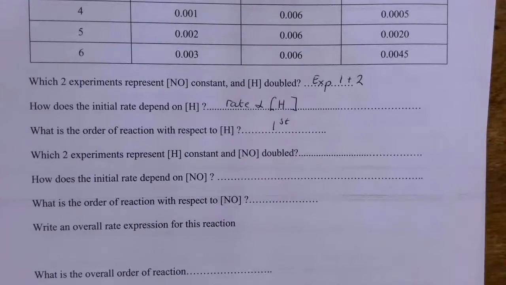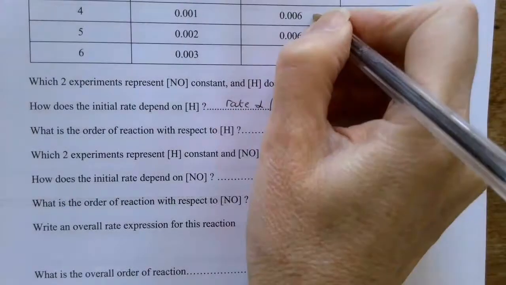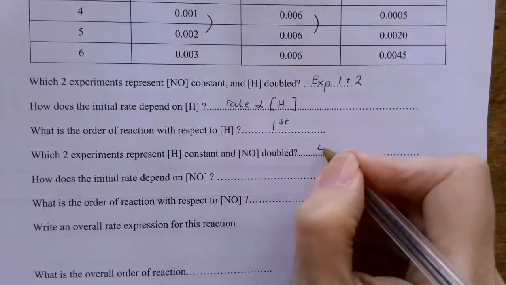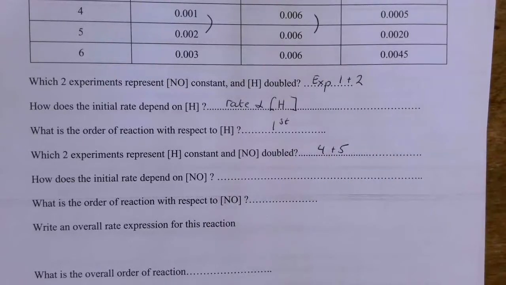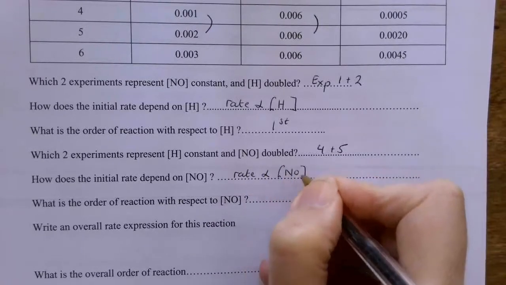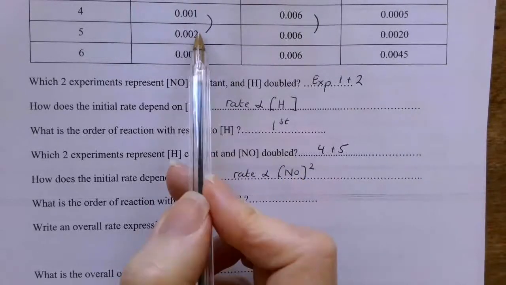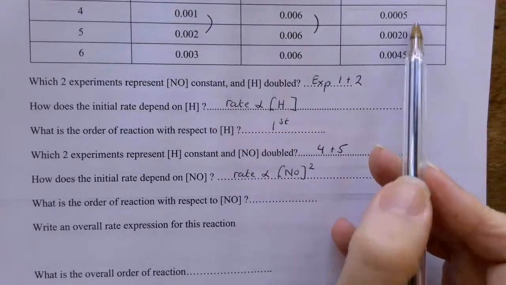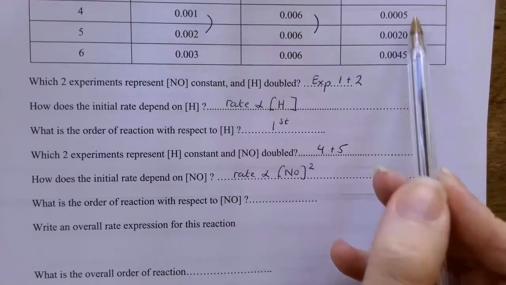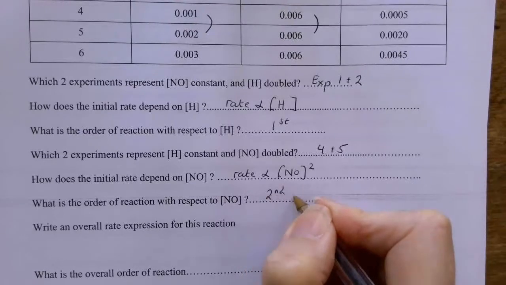Now we want two experiments where the hydrogen concentration is constant, but we double the NO. In this case, we're looking at experiments 4 and 5, because between 4 and 5, the concentration of the hydrogen stays constant, but we're doubling the NO. And in this case, the rate is proportional to the concentration of the NO squared. We double the concentration, but that times the rate by 4, 5 times 4 being 20. So that's a second order reaction.